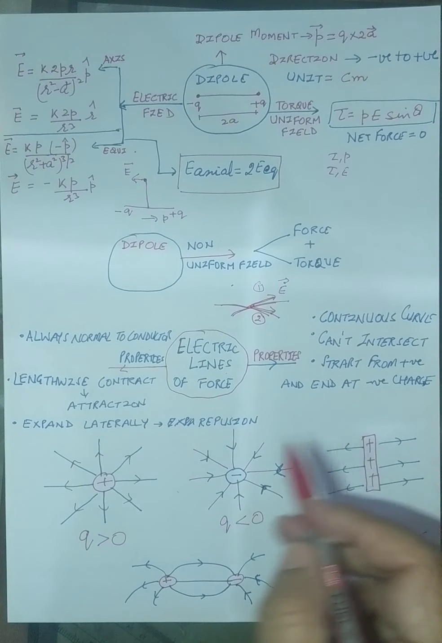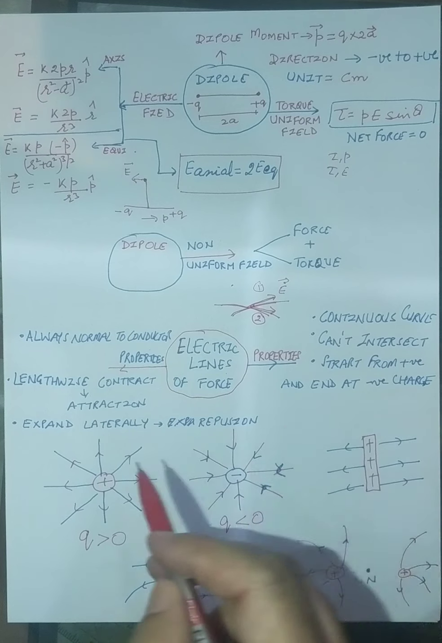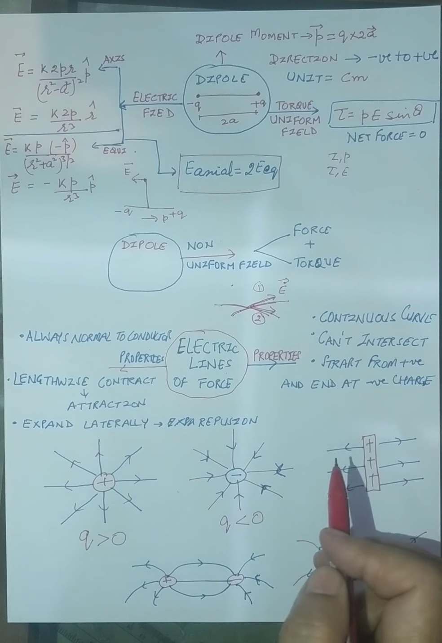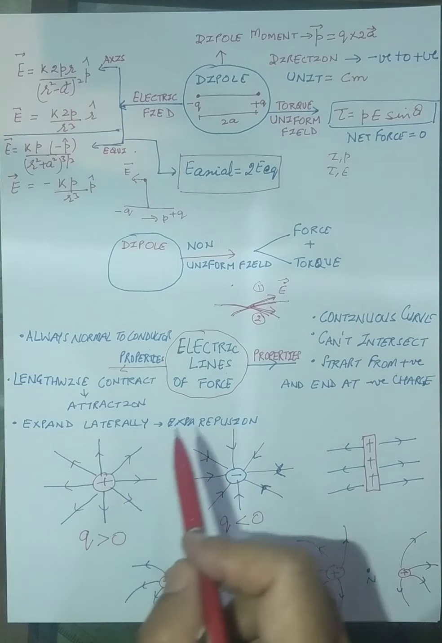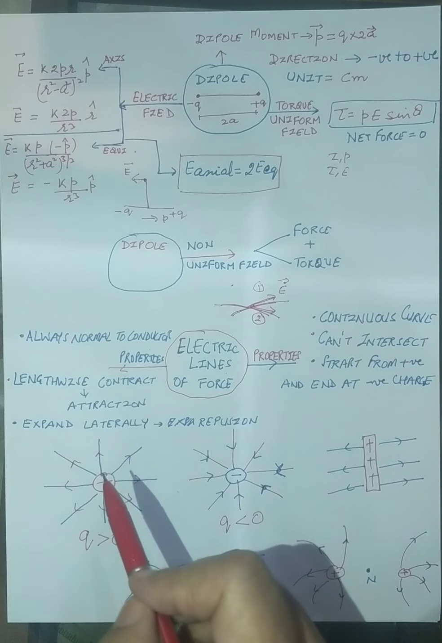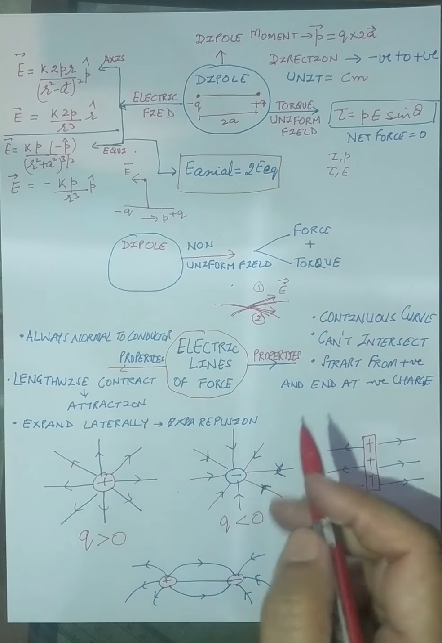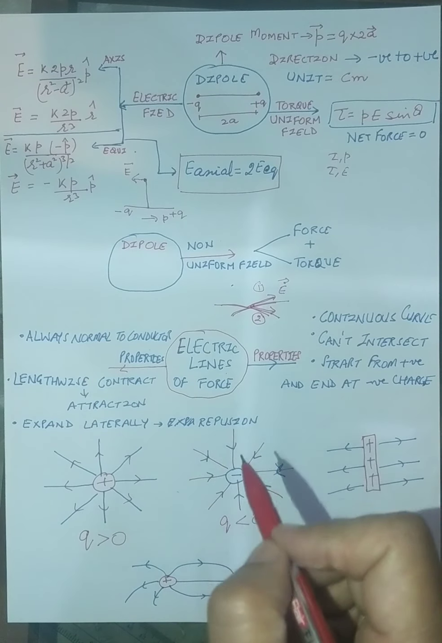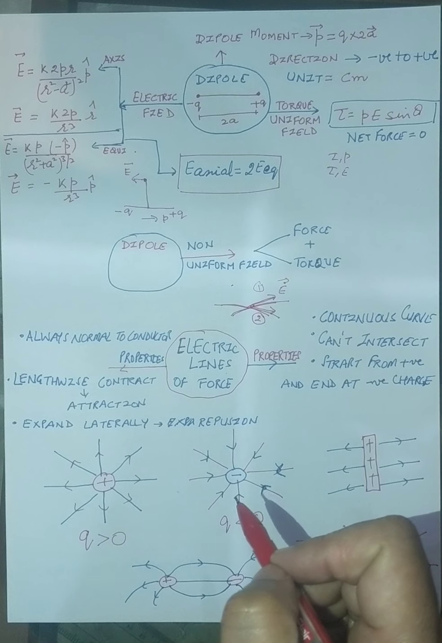And the next are the different cases. Again, they can be asked in one marker. For positive charges, the lines are going, as we have done for the electric field, kq by r square, so they are extending radially outwards. And if it is negatively charged, they are coming radially inwards. Only this is the difference.